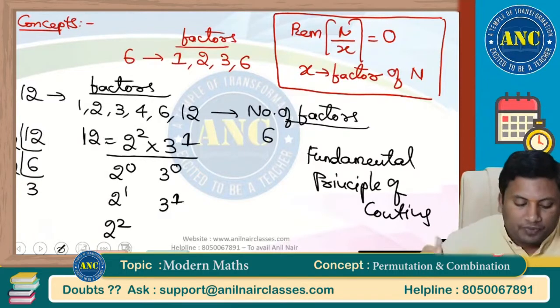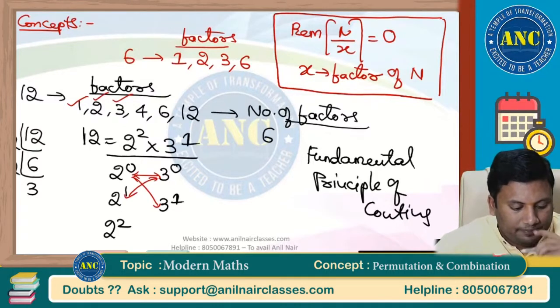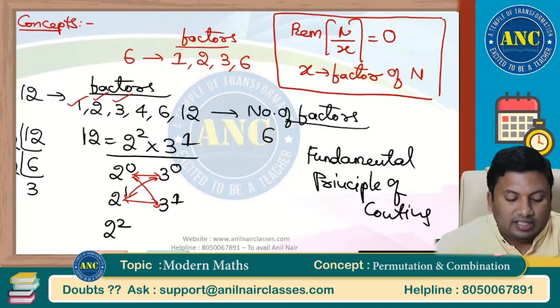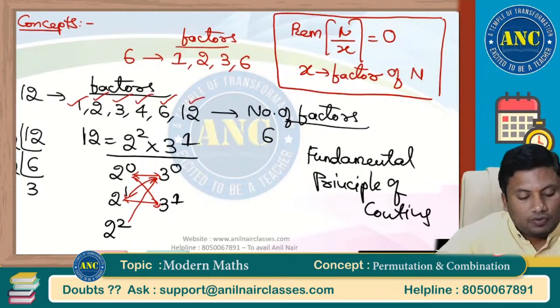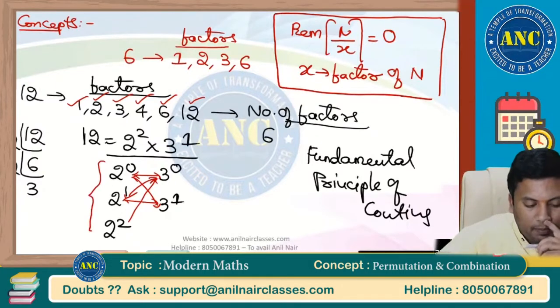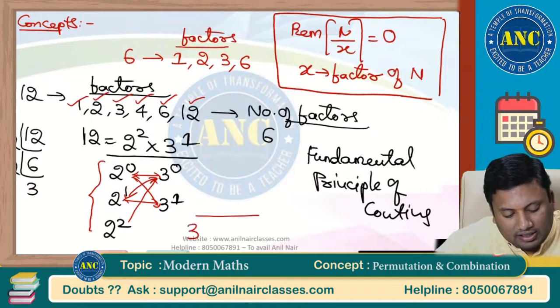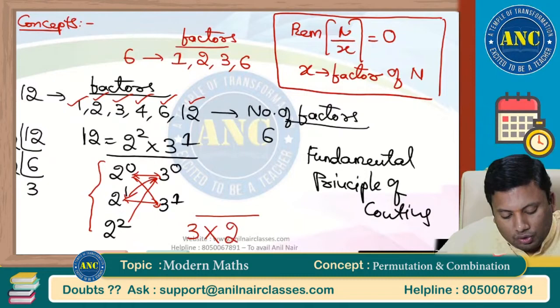Now if you observe, 1 into 1, 1 is a factor of 12. 1 into 3, 3 is a factor of 12. 2 into 1, 2 is a factor of 12. 2 into 3, 6 is a factor of 12. 4 into 1, 4 is a factor of 12. 4 into 3, 12 is a factor of 12. That means write down all the powers of 2 from 0 to the given power, 0 to 2, there are 3 cases. Write down all the powers of 3 from 0 to 1. 3 into 2, total 6. There are 6 factors for 12.